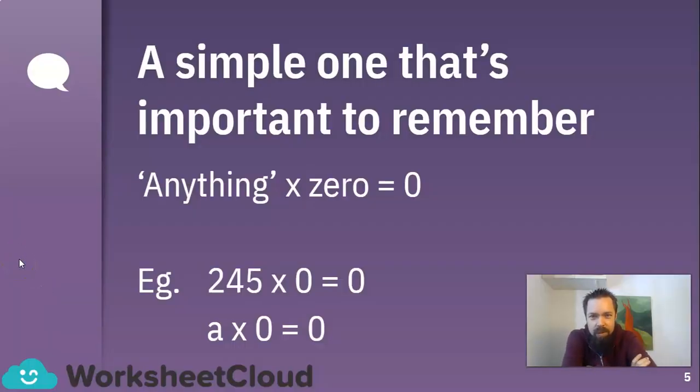Next up, also quite simple, but pretty important to remember, is that anything times by 0 is 0. So it doesn't matter what you have. If you times it by 0, your answer is going to be 0. So 245 times 0 is 0. If you want to impress those algebraic brothers and sisters, a times 0 is also 0. Anything when you multiply it by 0 is 0.